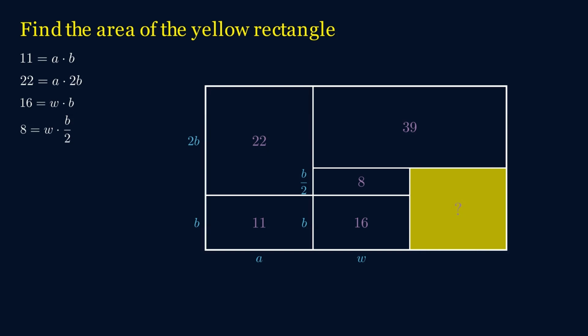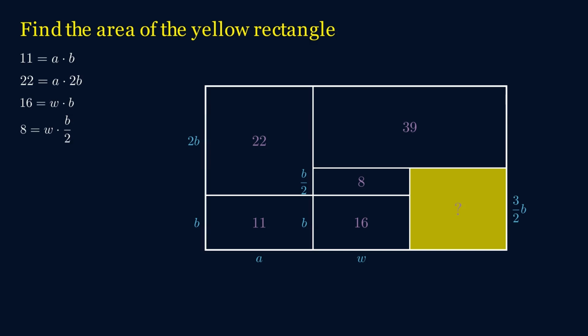Now look at the yellow rectangle on the right. Its height stretches from the bottom of the big rectangle up to the top of that middle 8 rectangle. So total height is B plus B over 2, which is 3/2 of B. So the yellow rectangle has height 3 over 2 times B.